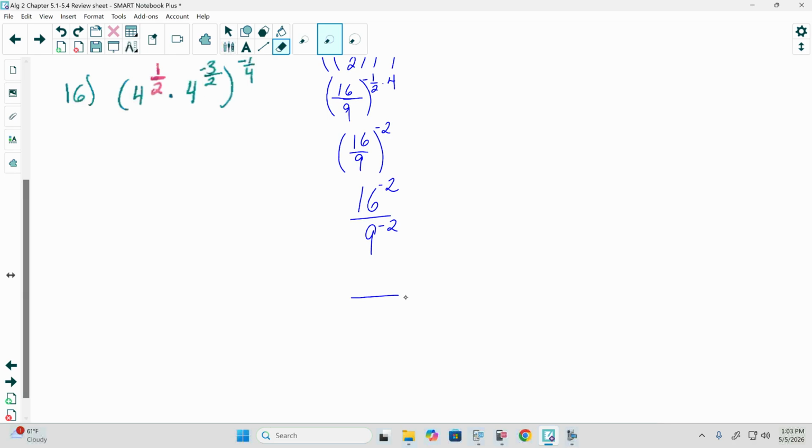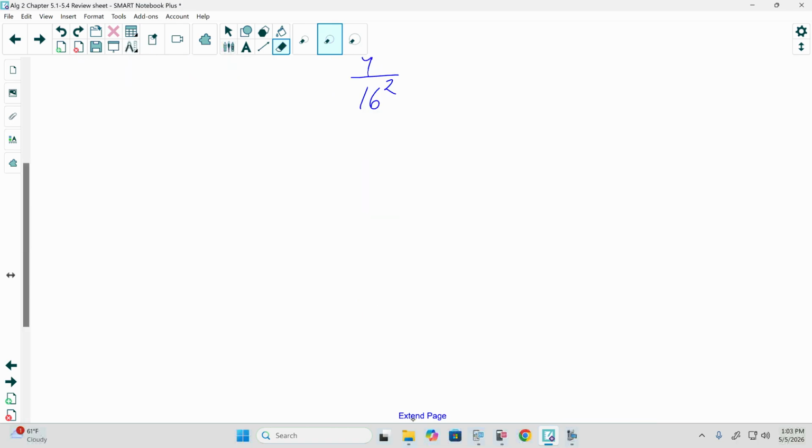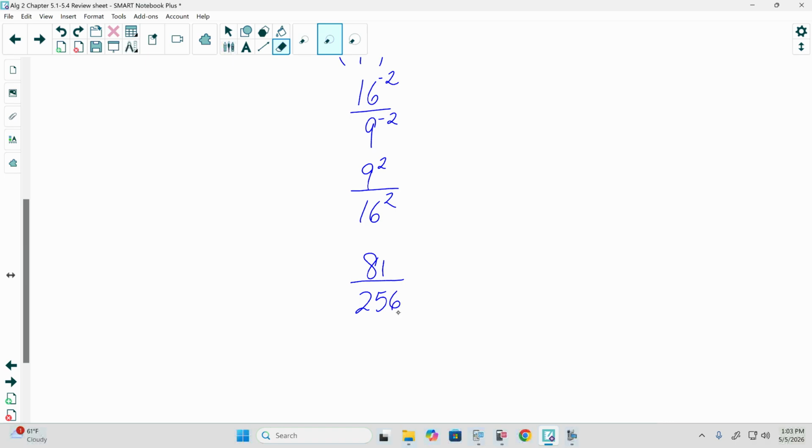Well, to make those exponents positive, I'd have to move the 9 from the bottom of the fraction to the top. Also, we'd have to move the 16 from the top to the bottom. 9 squared, 9 times 9 is 81. 16 squared is going to be 256. Telling us that 48 to the negative 1/2 divided by 27 to the negative 1/2, all to the 4th power, should reduce to 81 over 256.